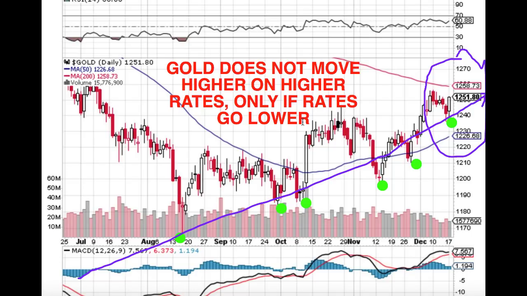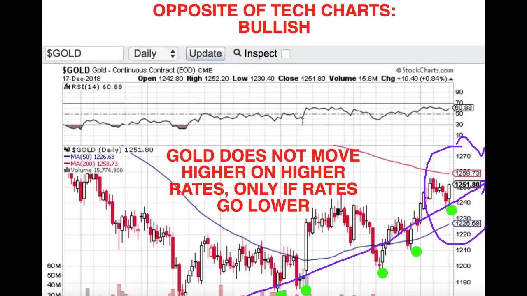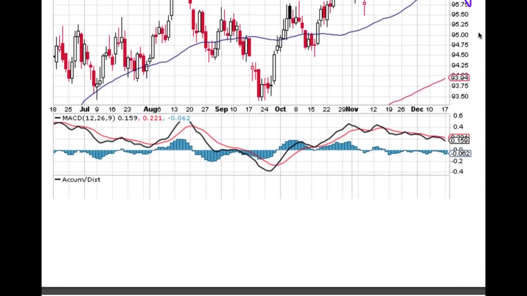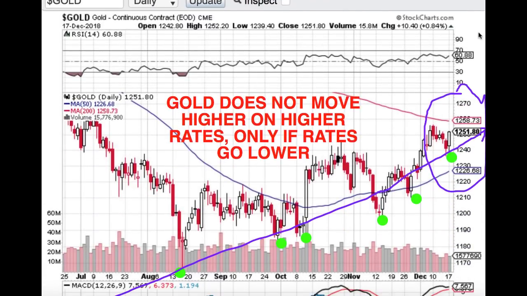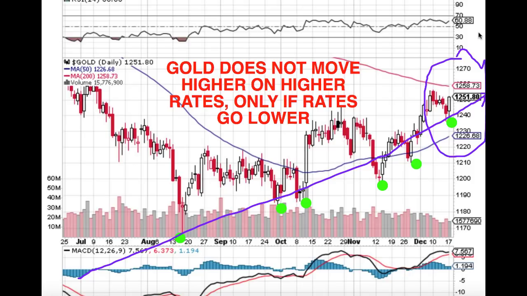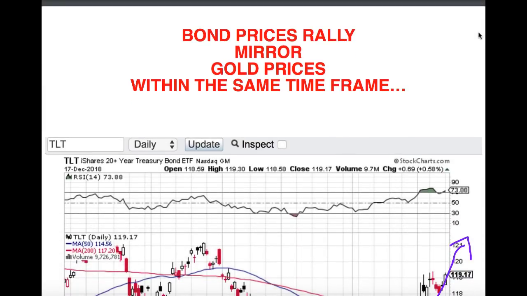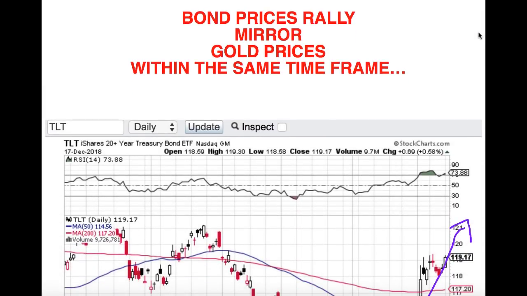So, two charts, both showing the expectations that, in this case, the dollar is dropping. If they expected higher rates, then the dollar would be going higher. And if they expected higher rates, then gold would be falling, but gold is going higher. The third one is an easy one. If you understand the first two, you should understand this one. Bond prices rally. It's an exact mirror of the gold prices within the same time frame.